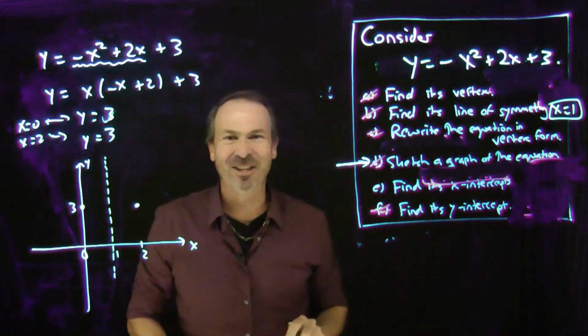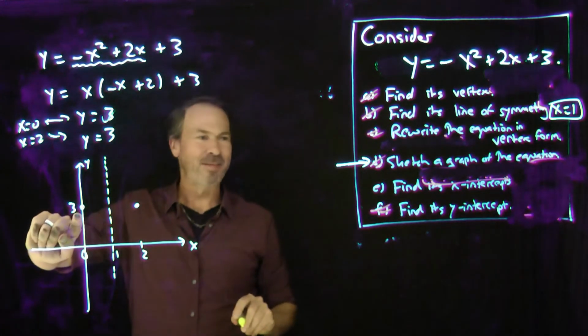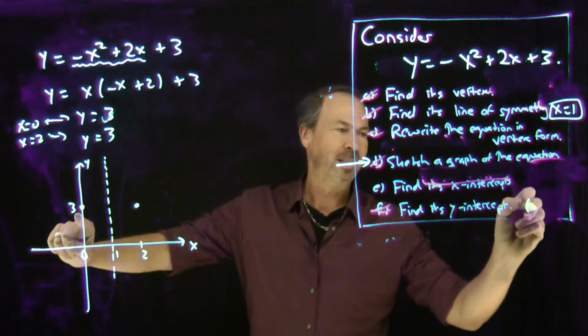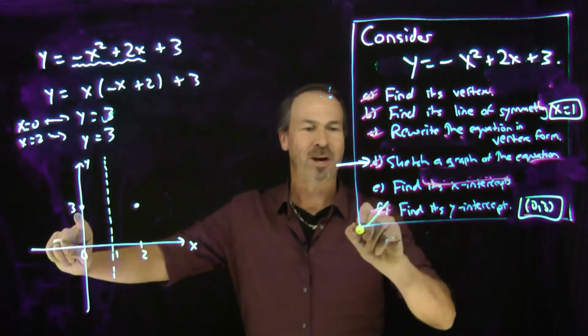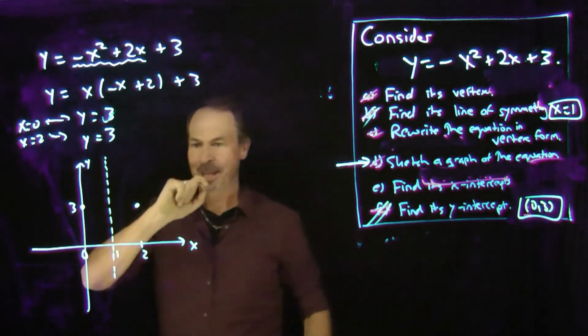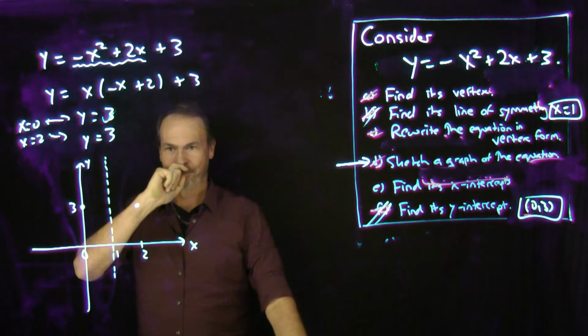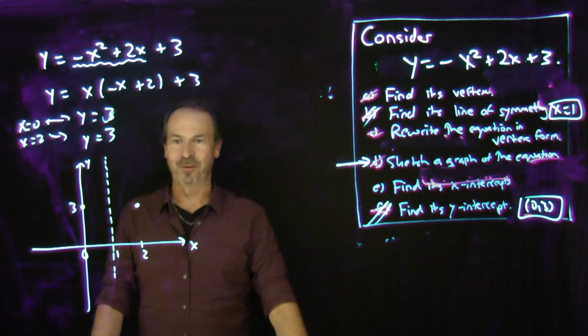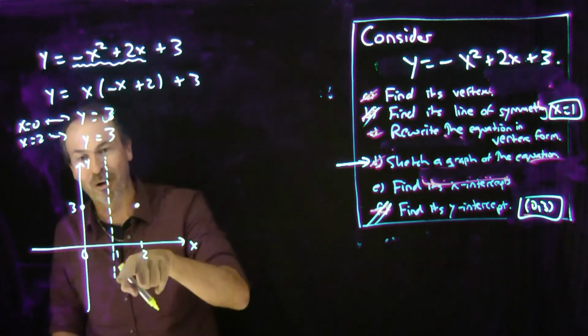Did you get that? Y-intercept, I can see it right there, is the point actually 0, 3. Bingo, 1 done, 2 done in this bright yellow. What else can I say right now? Not much. I think it's all so far so good, but I do know the vertex is somewhere along there.